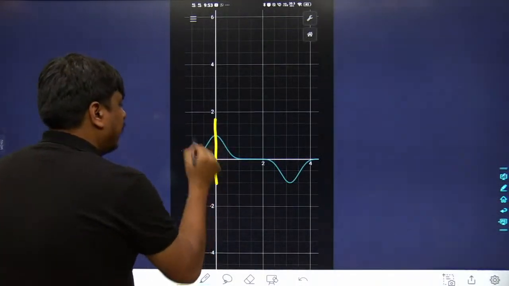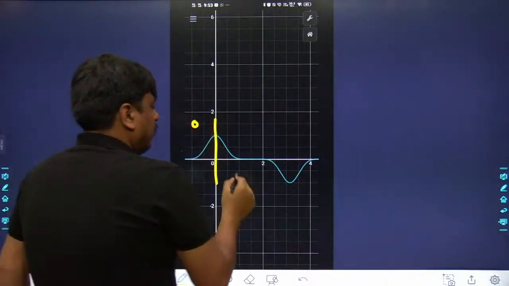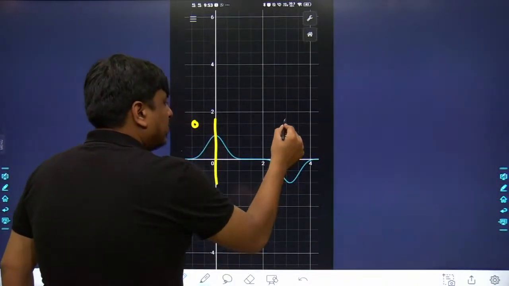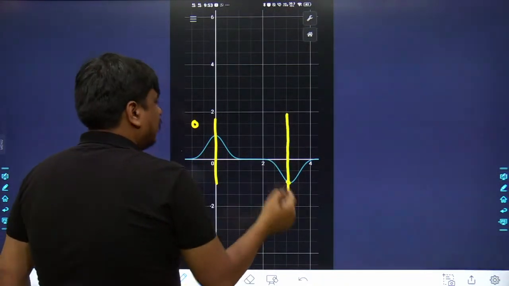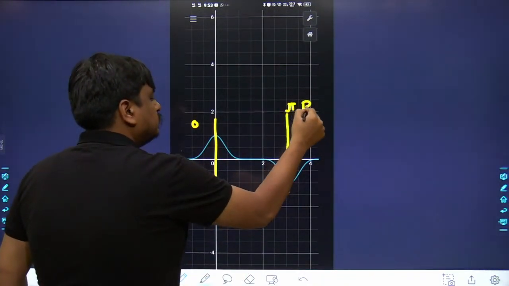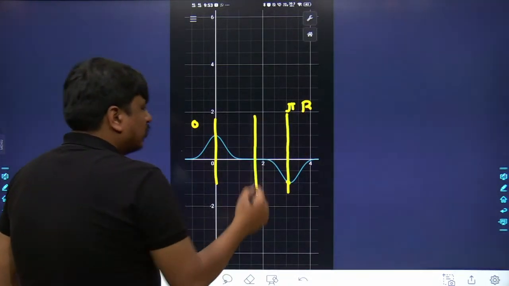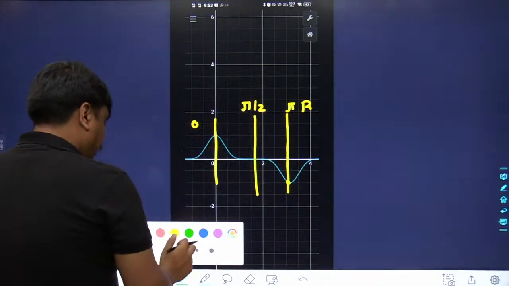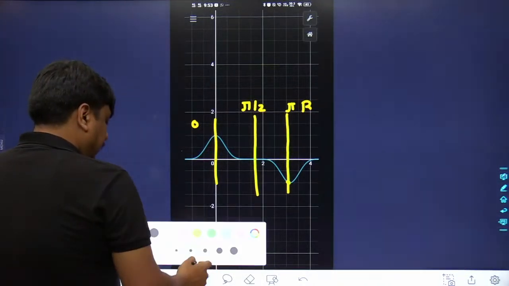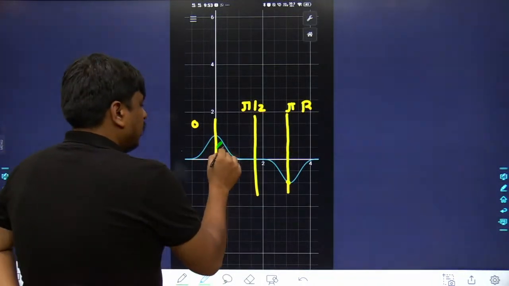This has been x equals 0 radian. Somewhere around 3.14, it's exactly at this point, it has been pi radian, and at the middlemost point you would be having pi by 2 radian. And once you focus on the area which has been enclosed by this, this would be treated as positive.